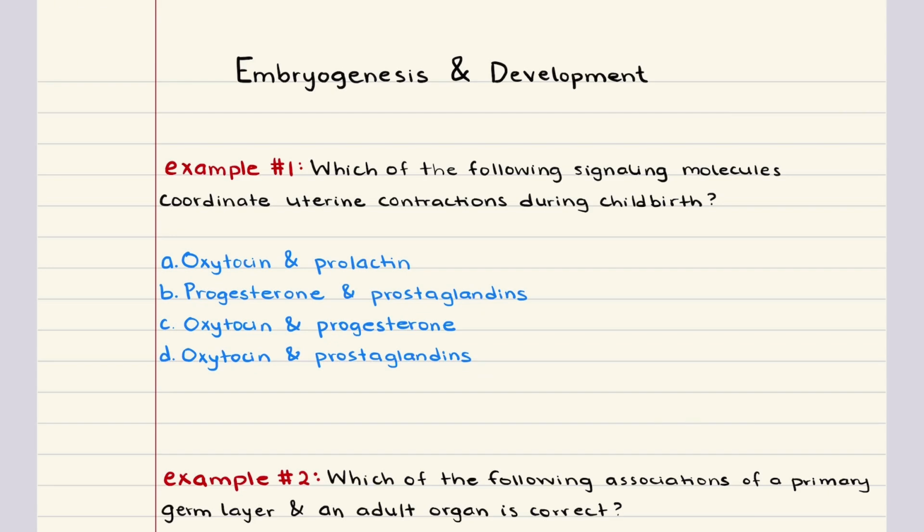Now, during childbirth, uterine contractions are coordinated by two main signaling molecules: oxytocin, which is a hormone that's released from the posterior pituitary, and prostaglandins, which are lipid-based signaling molecules that are produced locally in the uterus. Oxytocin stimulates the smooth muscle of the uterus to contract, and prostaglandins amplify and sustain those contractions. Together they create the rhythmic uterine activity that's needed for labor and delivery. So that means the correct answer here is D.